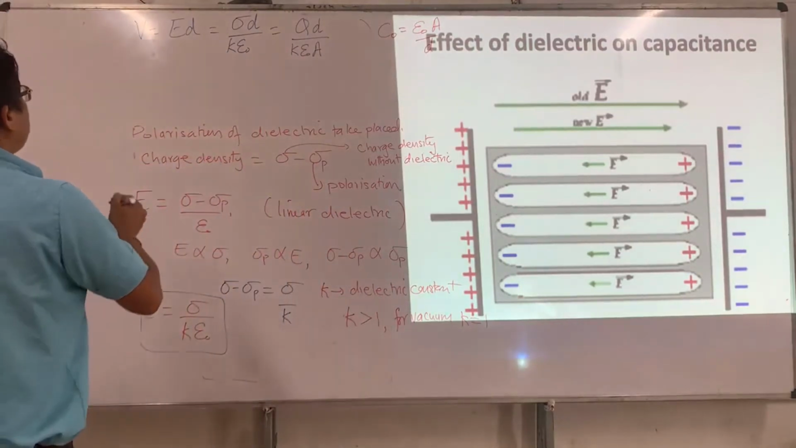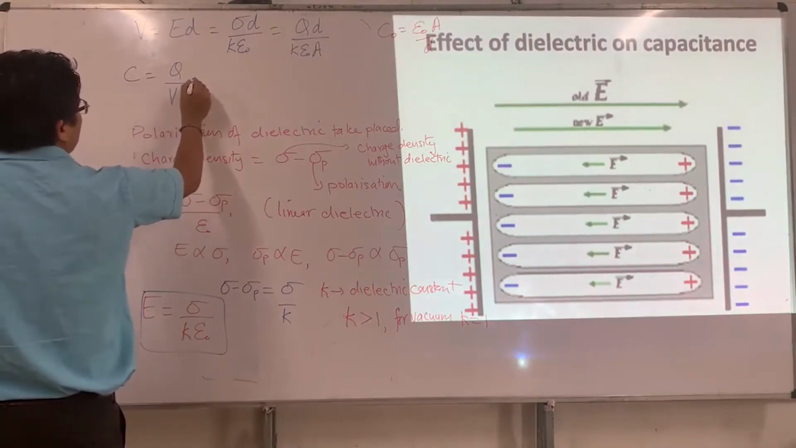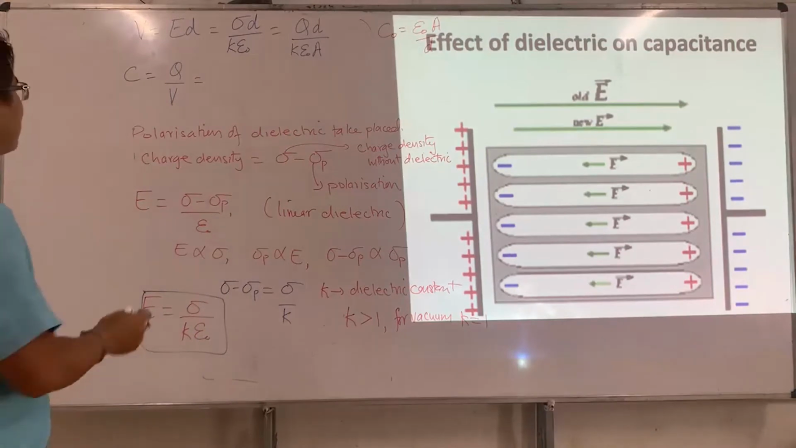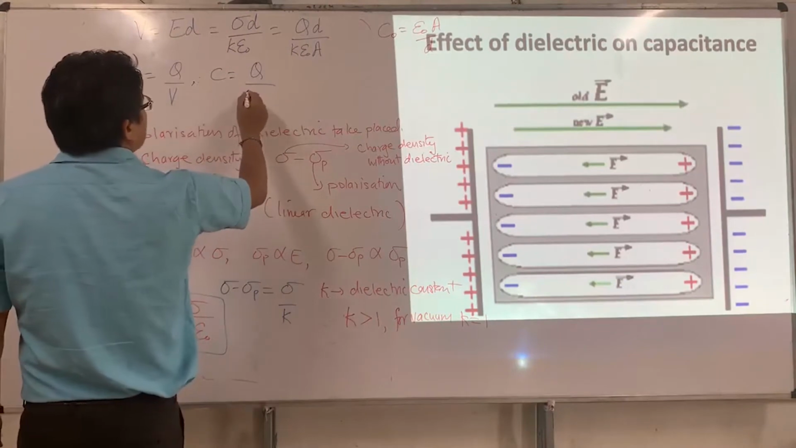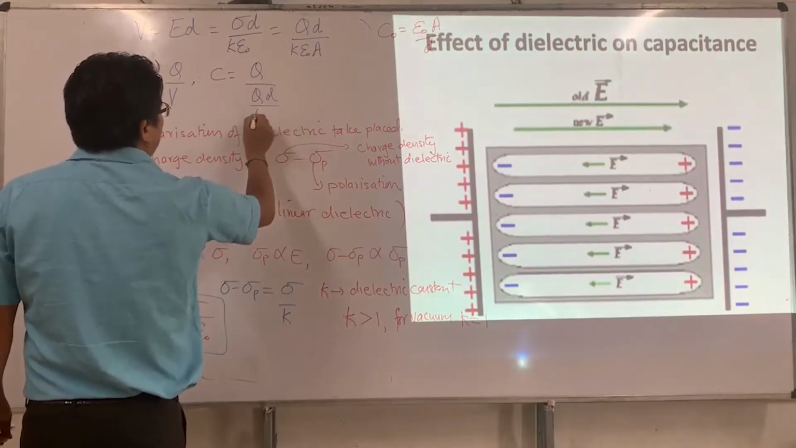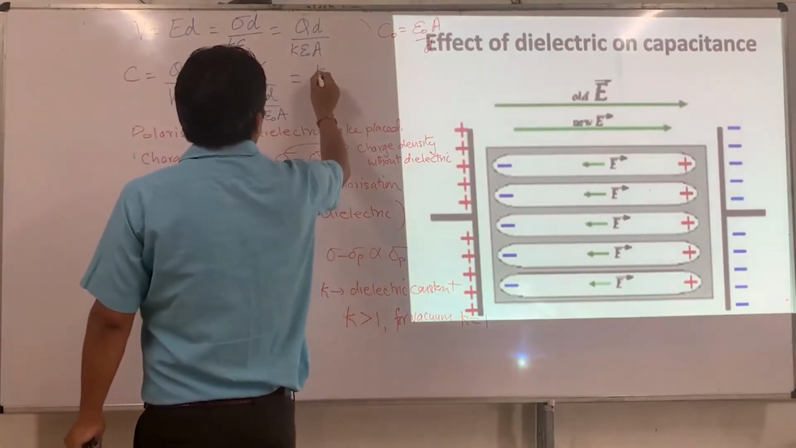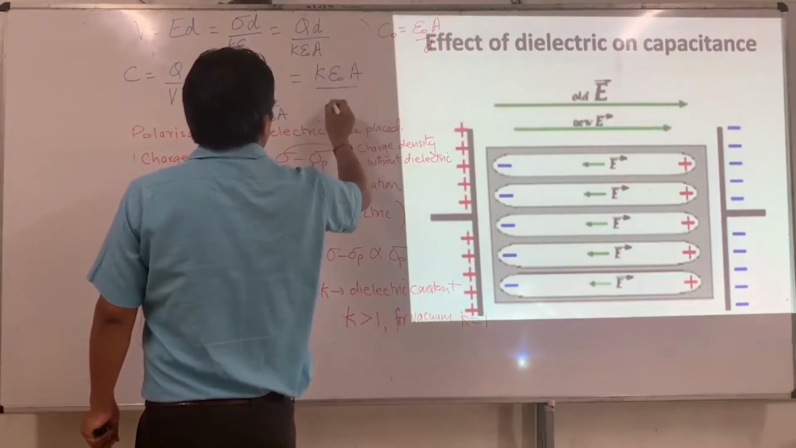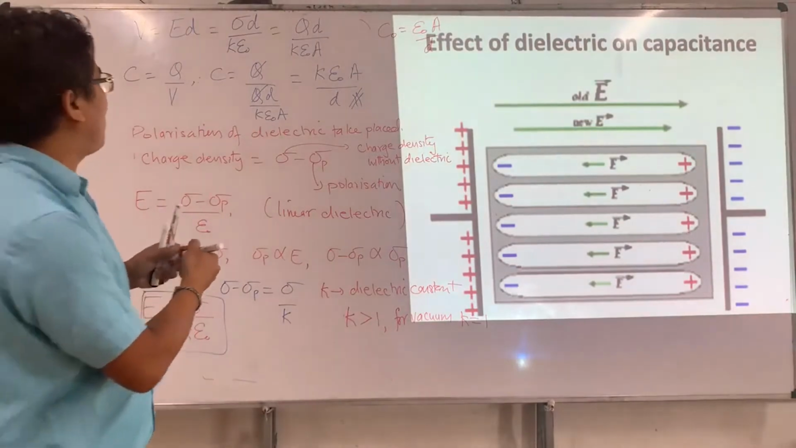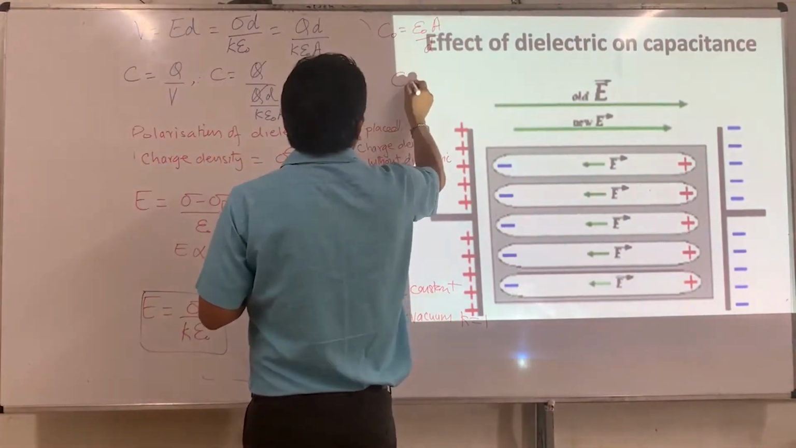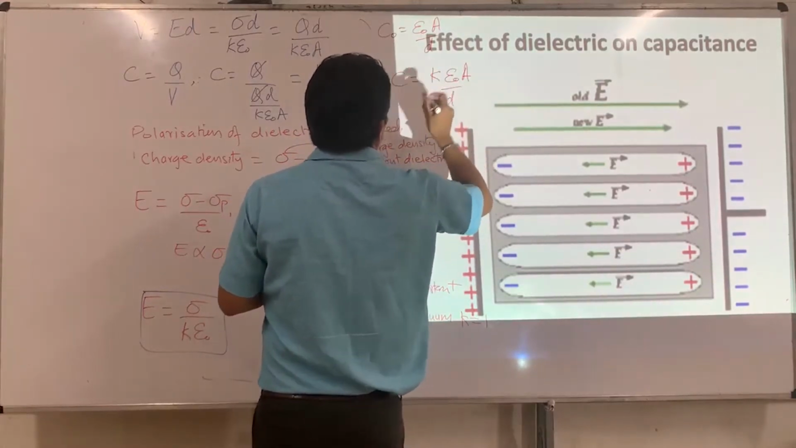Alright. Now we define capacitance. Capacitance is equal to Q divided by V. This is how we define capacitance. So C is going to be Q, and V is equal to Q D divided by K epsilon naught A. These two cancel out, and this goes up. So C is K epsilon naught A divided by D. This is the capacitance. Look here now: without dielectric it is epsilon naught A by D, and with dielectric it is K epsilon naught A by D.